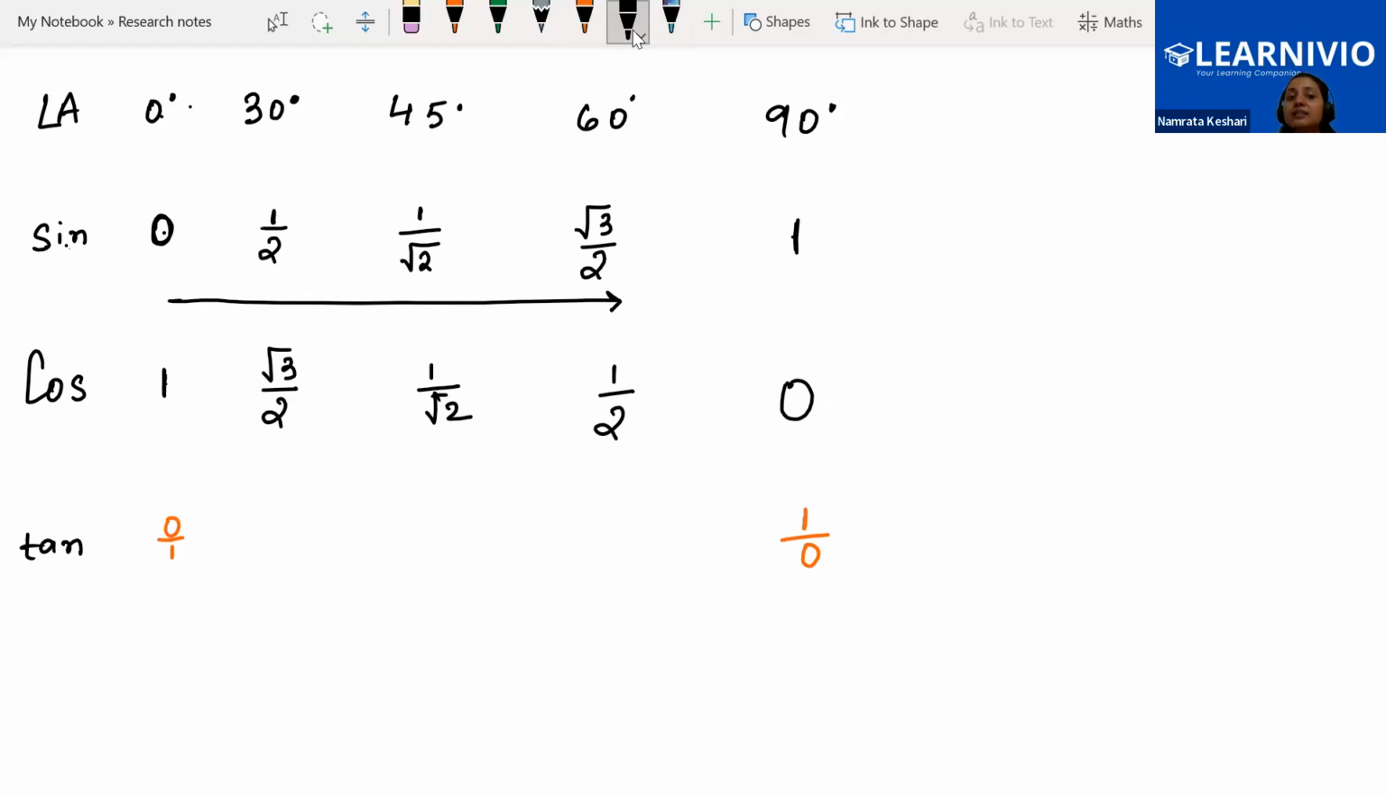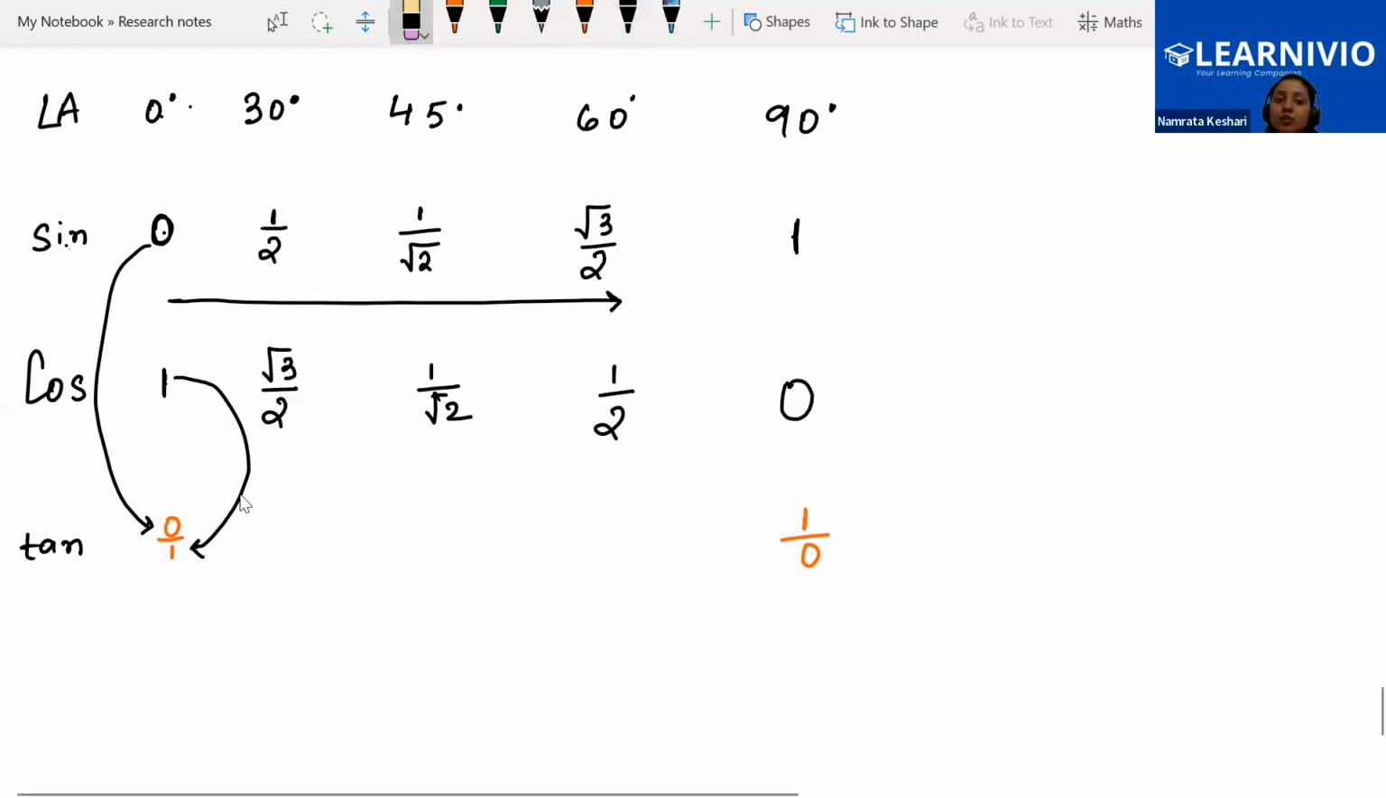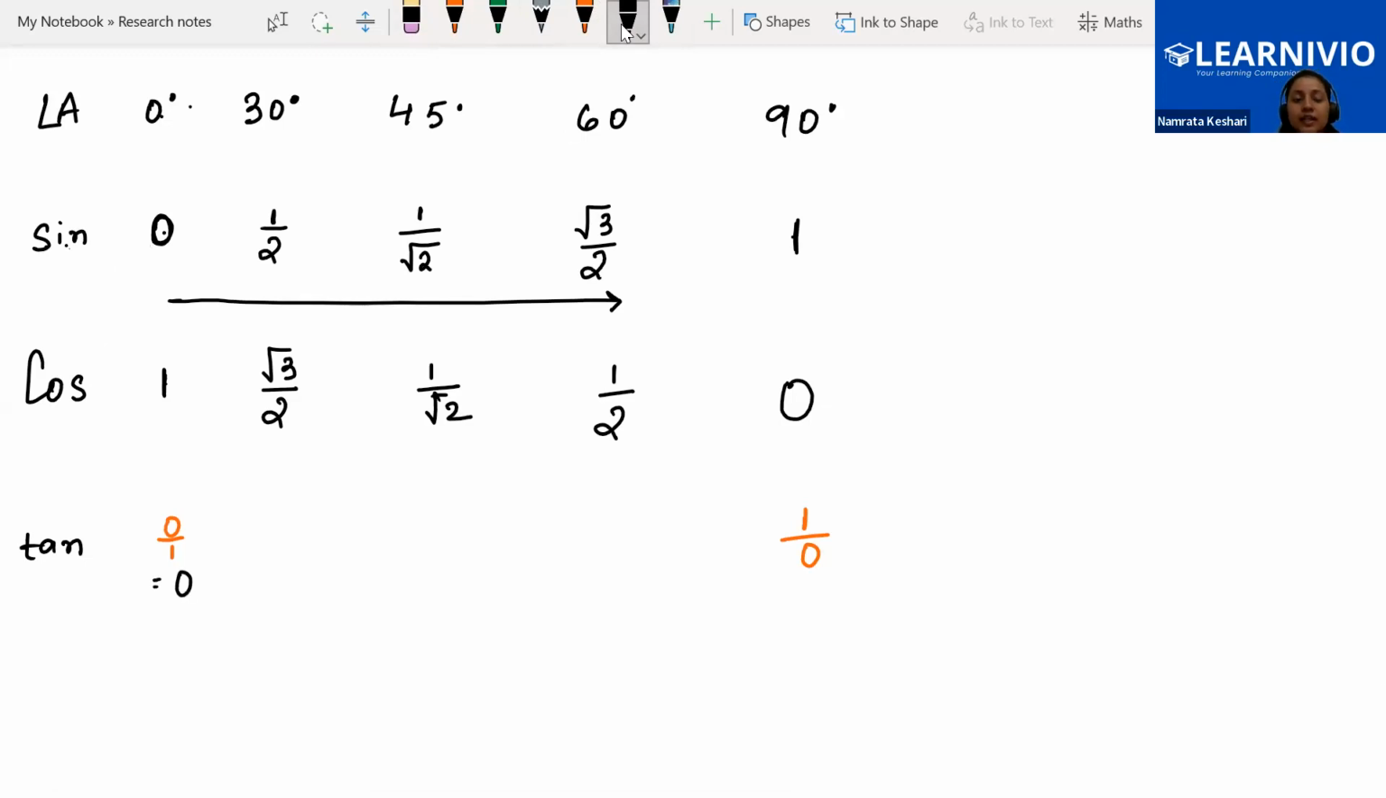Tan 0 means sine 0 by cos 0. See, sine value I have written, by cos value I have written, directly from here. That has given us 0 by 1, and the result is just 0. I am writing the result here. So tan 0 value is 0. We got 0 because sine 0 by cos 0 is 0, after simplification.